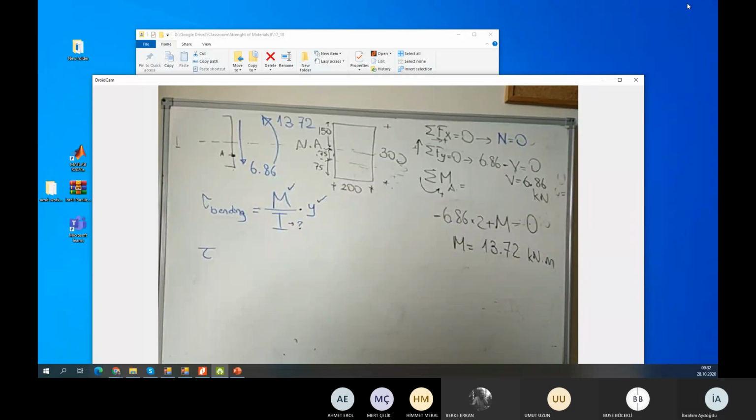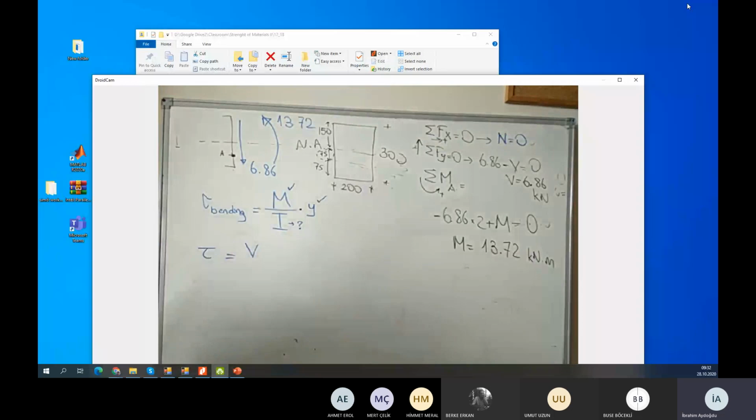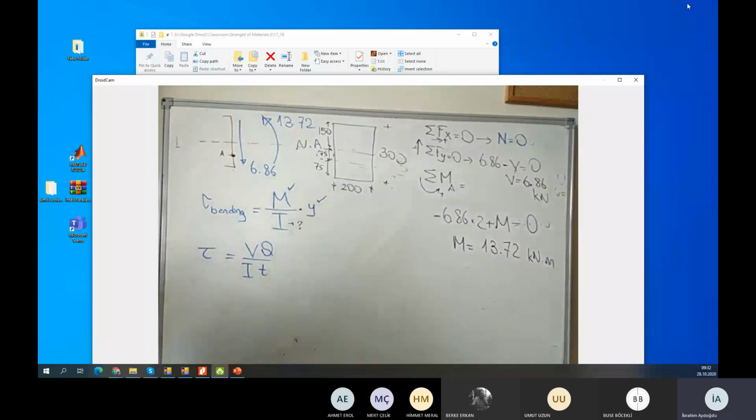Normal or shear? Shear stress, shear force, there should be shear, right guys? Do you remember the shear stress from shear force? I can help you. First of all, there must be a shear force. Shear force divided by moment of inertia times Q times T. Okay?